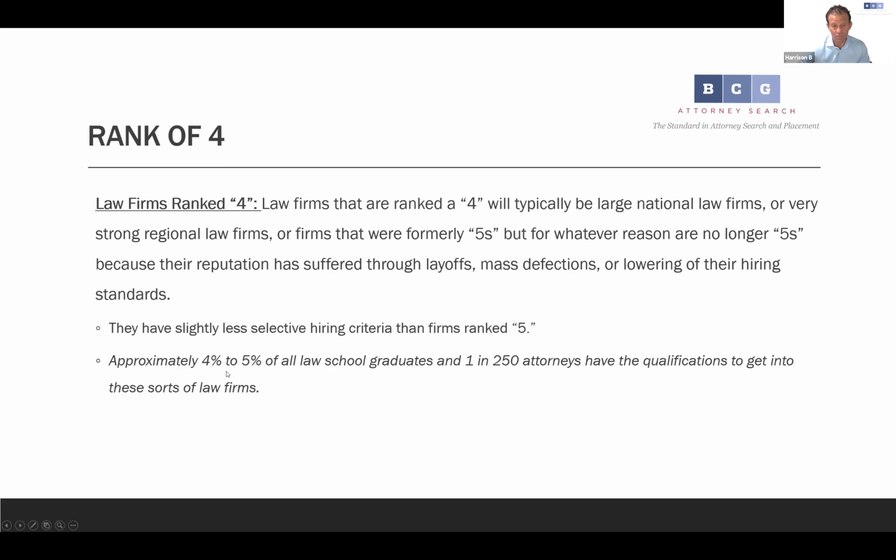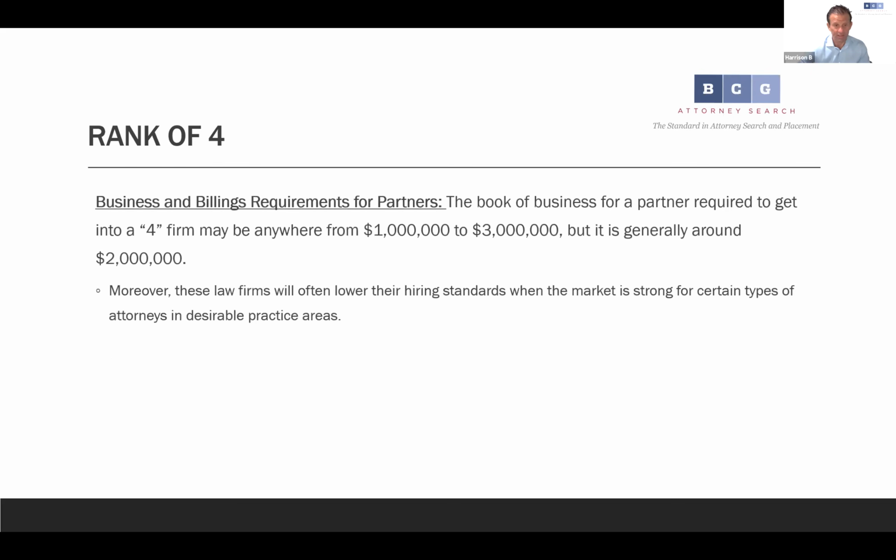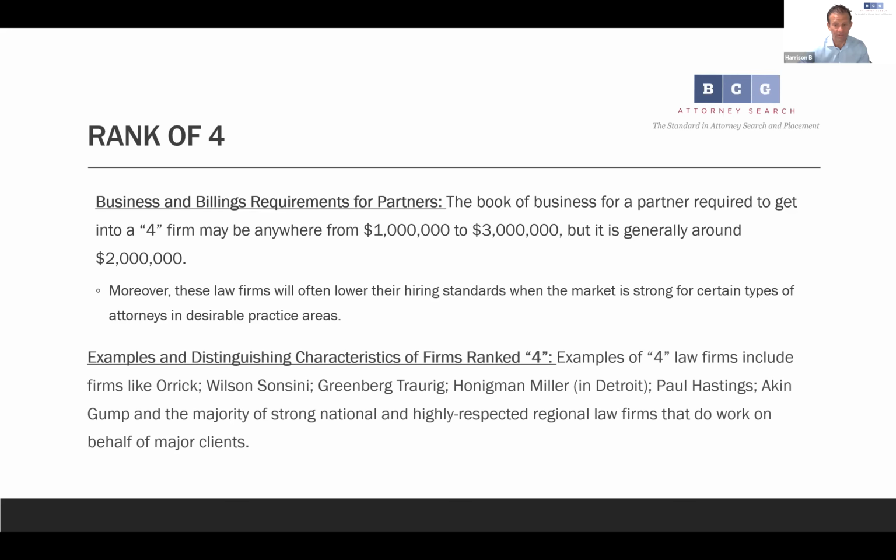I would say maybe 1 in 20 law school graduates, or 1 in 250 attorneys out there, have the qualifications to get a job in a 4 firm. So they're pretty hard to get jobs in. If you think you can work in one of them, then you probably can, but they're just not easy to work in. And the book of business may be $1 million to $3 million, but it's generally more than that. These law firms will often lower their hiring standards. Unlike a 5 firm, if they're hungry and they need people, they'll hire people from lower tier law schools and from lower firms that don't necessarily have the experience.